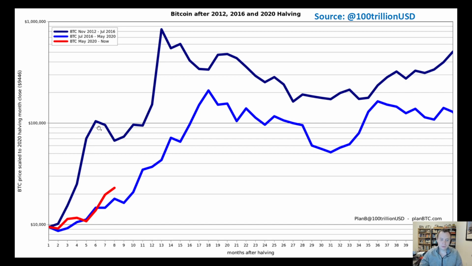So the dark blue line, maybe purplish, would be after the first halving. This blue line would be after the second halving, and then the third line would be after the third halving. And quite notably, we are ahead of schedule in reference to this market cycle. Okay, we're going to talk about this a lot in the video. So right now we're ahead of schedule in reference to this market cycle.